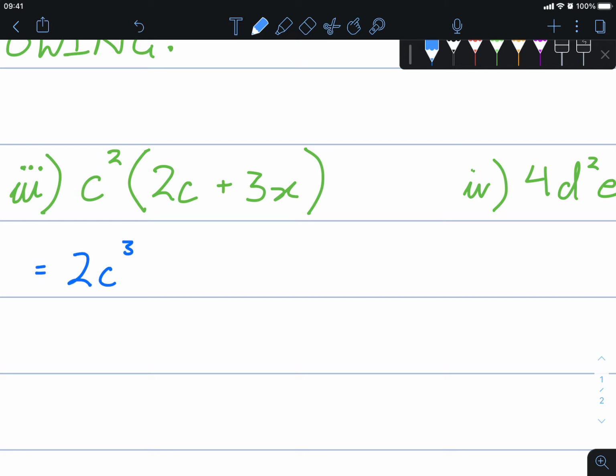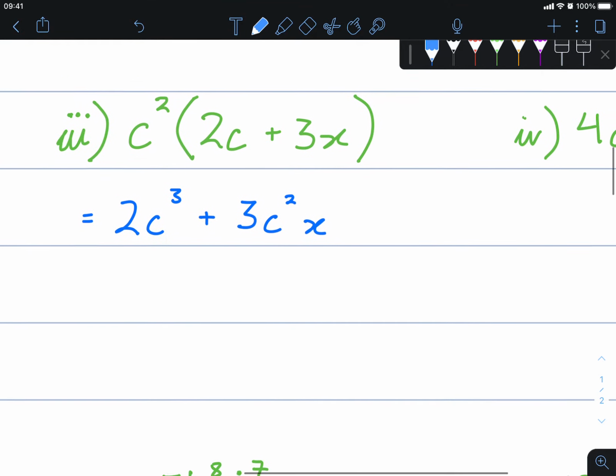And we've seen something like this before. This just becomes c squared times 3x. Well, there are no indices that can add, so we just write it in alphabetical order, 3c squared x.